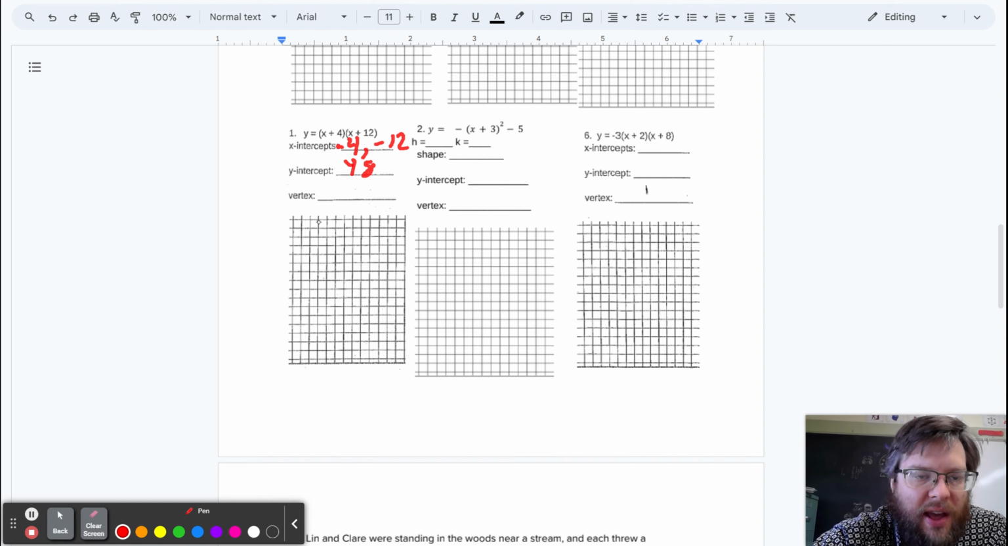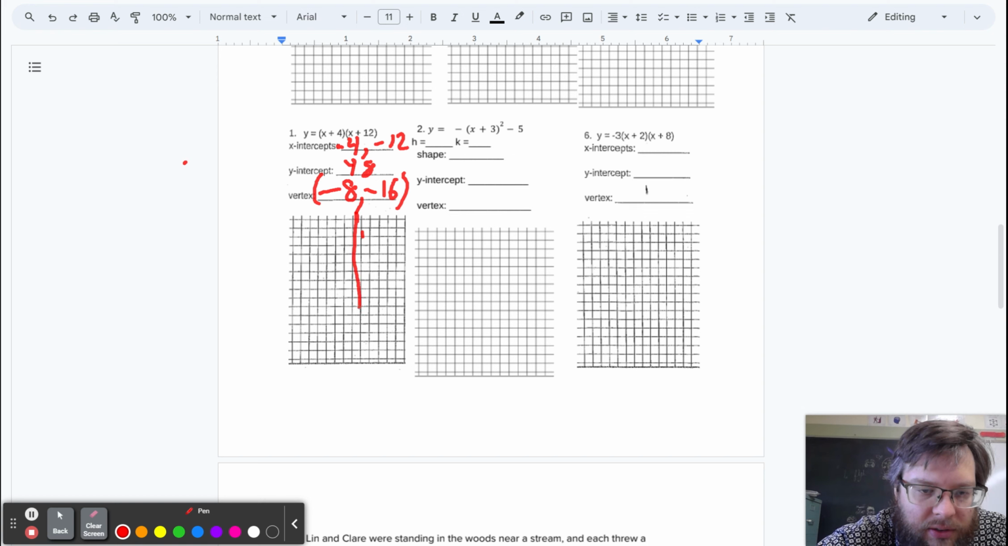The vertex is halfway in between, so halfway between negative 4 and negative 12 is negative 8. And if you plug in negative 8 for both of the x's, you're going to get negative 16 for the y values. So from there, we can draw our graph.